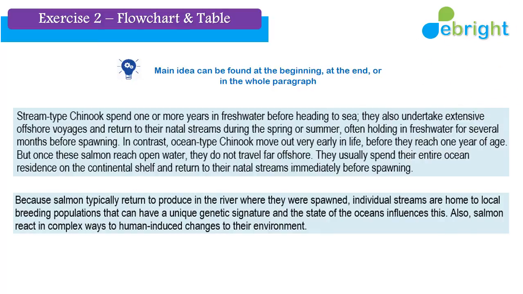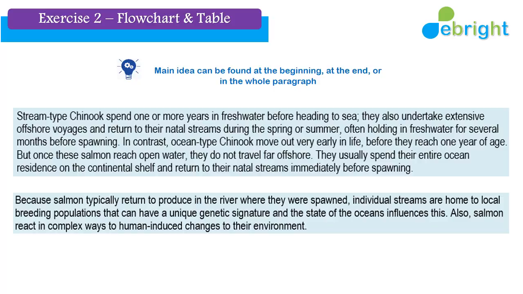Stream-type Chinooks spend 1 or more years in fresh water before heading to sea. They also undertake extensive offshore voyages and return to their natal streams during the spring or summer, often holding in fresh water for several months before spawning. In contrast, ocean-type Chinook move out very early in life, before they reach 1 year of age. But once these salmon reach open water, they do not travel far offshore. They usually spend their entire ocean residence on the continental shelf and return to their natal streams immediately before spawning.